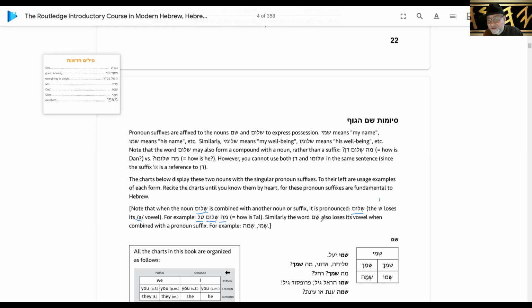Similarly, the word shem also loses its vowel when combined with a pronoun suffix. For example, instead of shem, it's shemi. Instead of shem, it's shema. So it's just a slight variation in vowel when it's connected to something, okay? So for example, Shemi is my name. Shema is, I believe, her name. All right, so let's take a look at some of this down here.